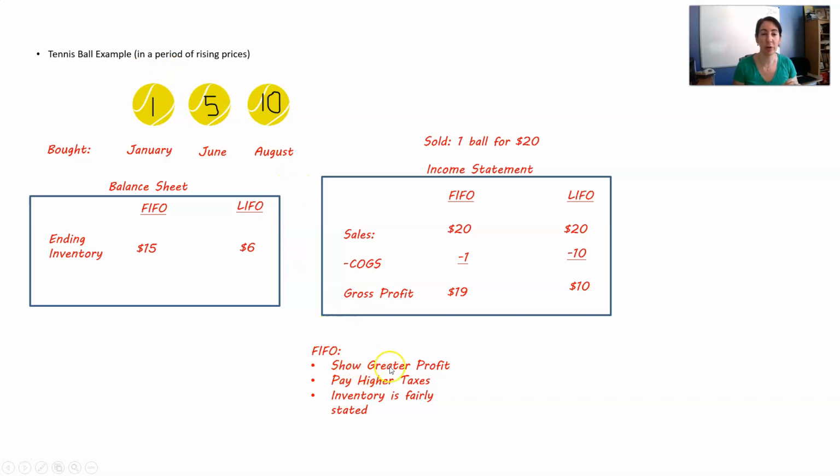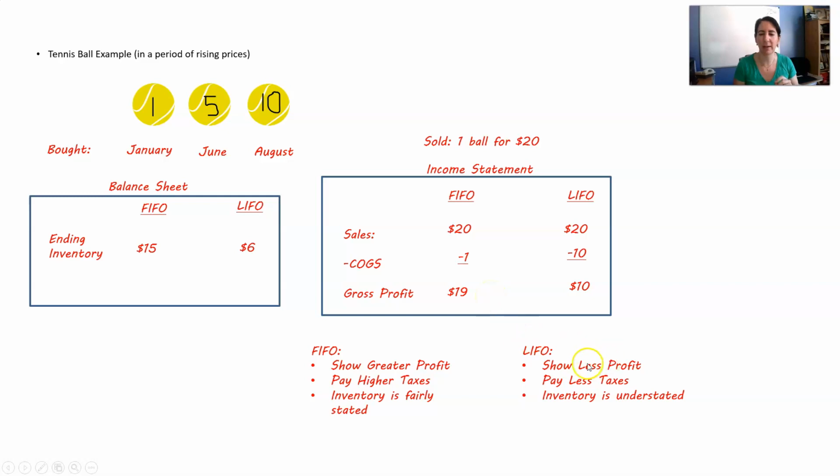So you show greater profit under a FIFO system because you're always selling the lowest cost inventory, which means your cost of goods sold is always going to be low. Unfortunately, what goes along with that is you're going to wind up paying higher taxes too because you're showing more of a profit. And inventory is more fairly stated. If you think about it here, I've got 2 tennis balls and the price is $15 in my inventory, and that's okay. I mean, tennis balls are about $10 each now, but 15 isn't so far off value-wise. And you'll see what I mean when I get to LIFO.